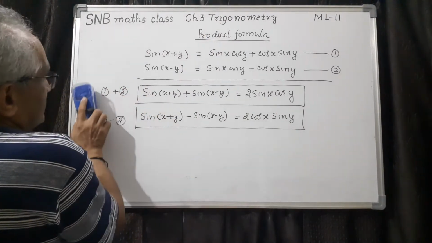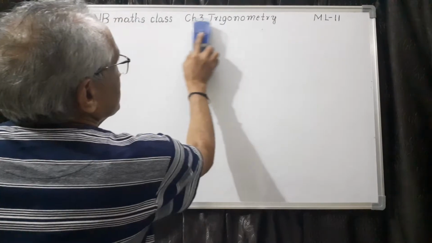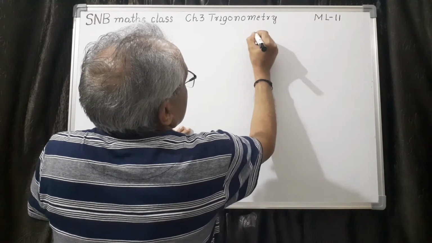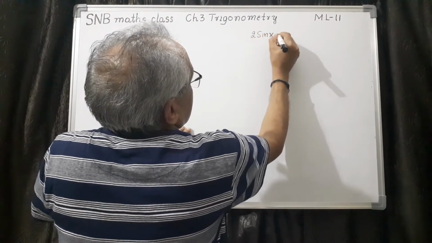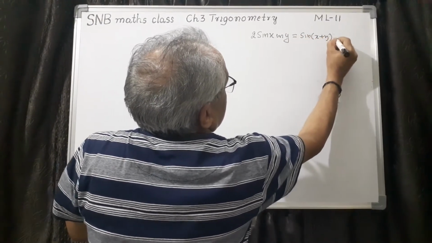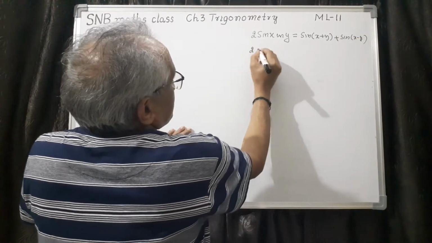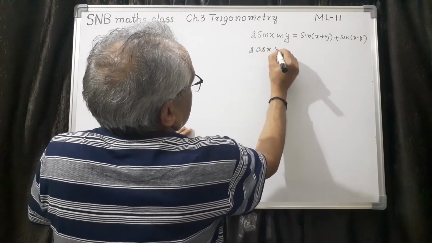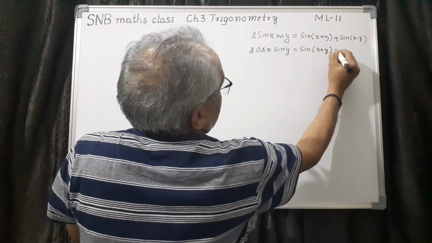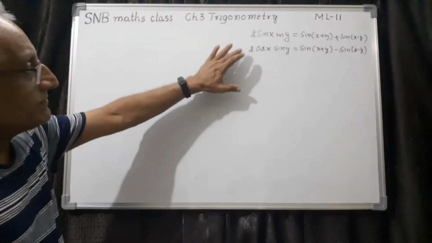So let me write one side, then let me take the other one. I will write here, the first set is this. 2 sin x cos y equal to sin of x plus y plus sin of x minus y. And just reversed, 2 cos x sin y is equal to sin of x plus y minus sin of x minus y. So this is the first set.